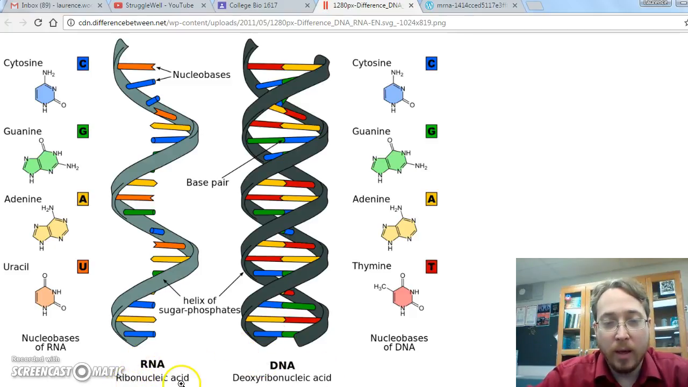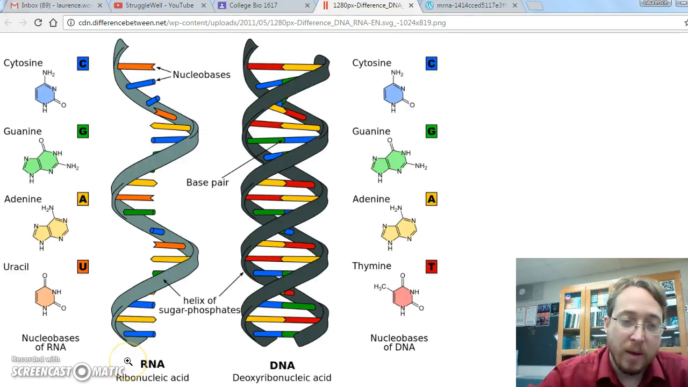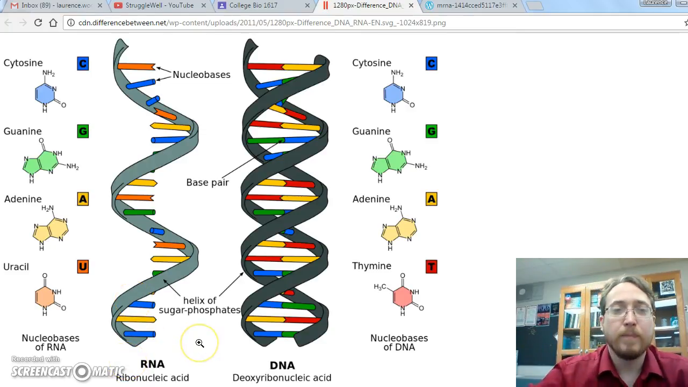RNA is ribonucleic acid. DNA is deoxyribonucleic acid. And they are determined by the sugar that is in those nucleotides. If it is deoxyribose in the nucleotides, those nucleotides will make DNA. And if it is ribose in the nucleotides, those nucleotides will make RNA. So we'll start with the shape.